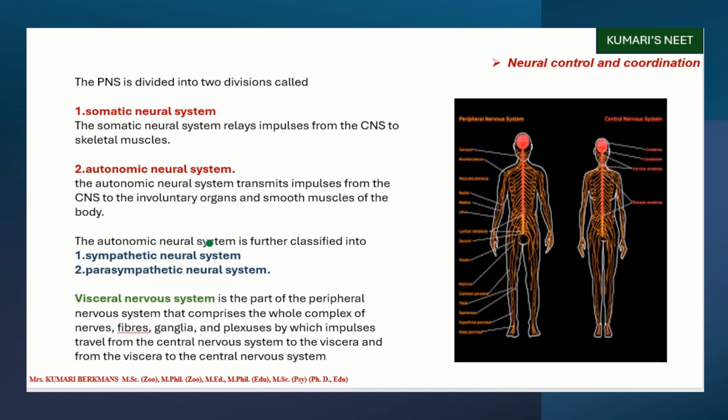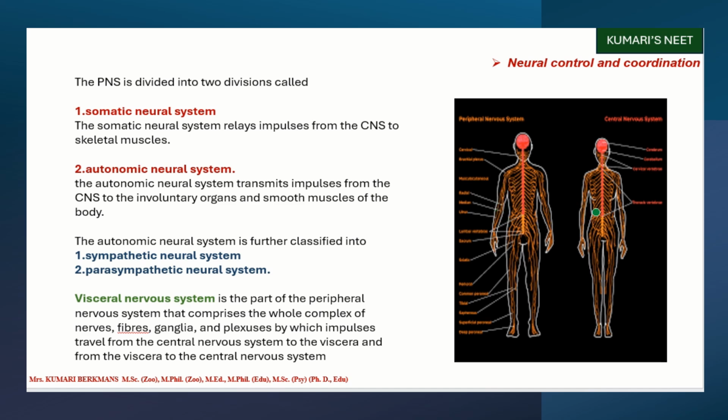And coming to the next one, the PNS, that is the peripheral nervous system. Again it is divided into two types, that is the somatic neural system and the autonomic neural system. What is somatic in the sense? The somatic neural system takes the impulses from the central nervous system to the peripheral region, that is the somatic region. Somatic in the sense skeletal muscles. So the somatic neural system takes a message from the central nervous system to the skeletal muscles.